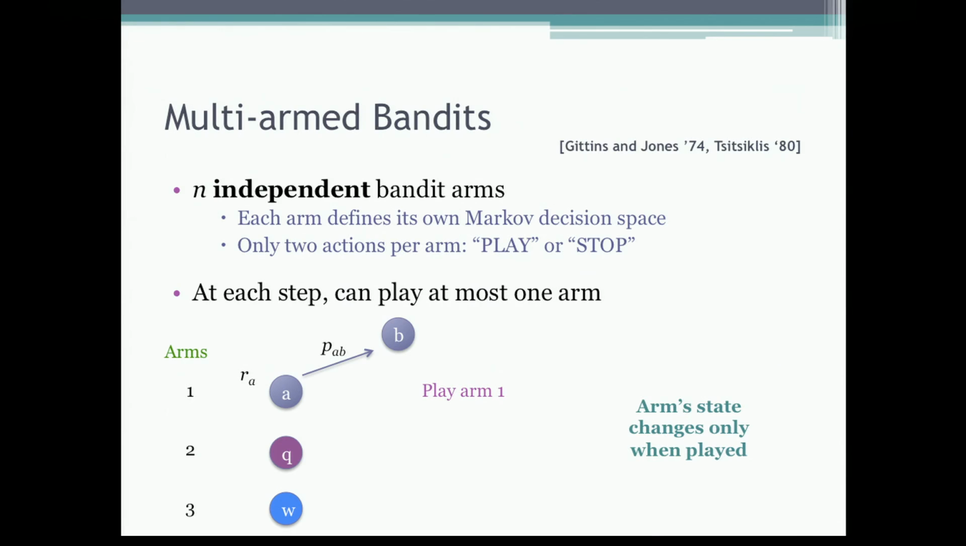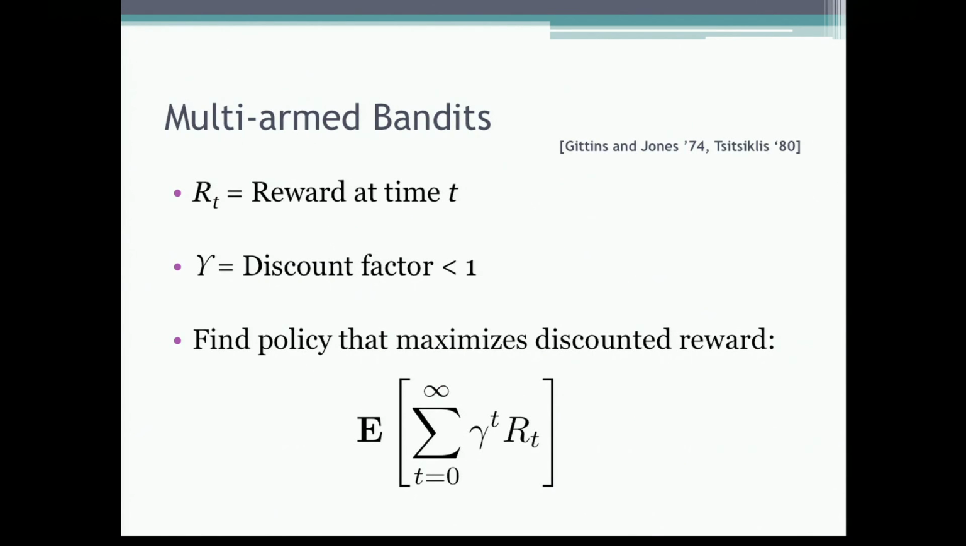So you want to find a decision policy for playing these arms. Suppose at time t you played some arm and this is the reward that you got. So let R_t denote the reward that you get at time t. You want to find a policy that maximizes the sum of the R_t essentially.